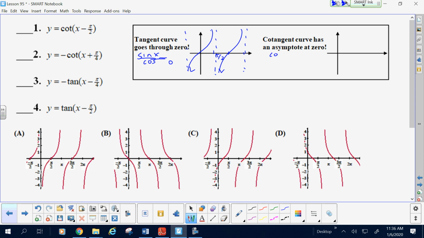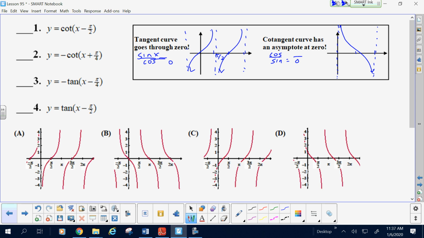Cotangent is cosine over sine, so it has asymptotes where sine is 0. Where is sine 0? Sine is 0 at 0 and 180 or pi, yeah? And what does the cotangent graph look like? It looks reversed. Okay, so they're different in 2 ways. First of all, they bend differently, and second of all, their asymptotes are different because they have different zeros in the denominator situation. All right, so let's do one together, shall we?